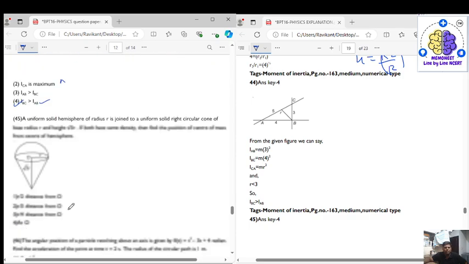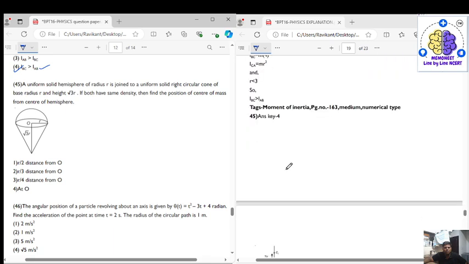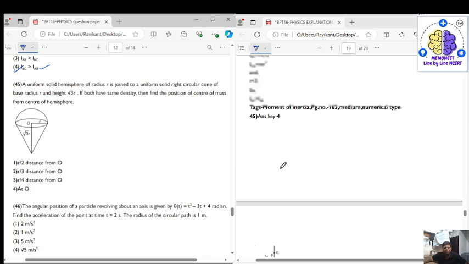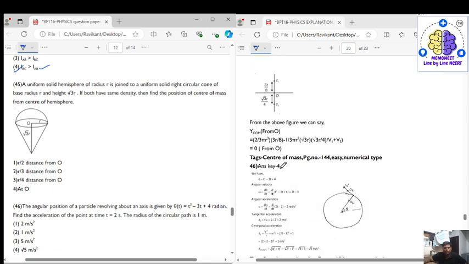Right? Now let's come to question number 45. Question number 45 says that a uniform solid hemisphere of radius r is joined to a uniform solid right circular cone of base radius r and height root 3r. If both have the same density, then find the position of center of mass from the center of the sphere.